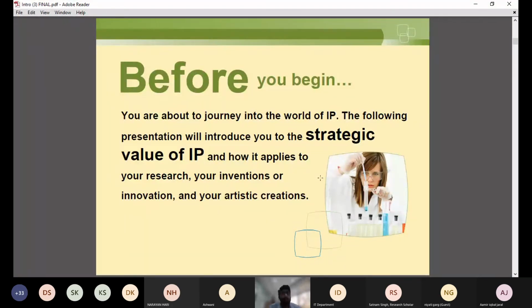Or if you are doing any artistic creations, like making any drawing, developing a cartoon character, developing any kind of animation character, or any kind of cinematography work, all this kind of work will also get protection under the umbrella of intellectual property rights only.